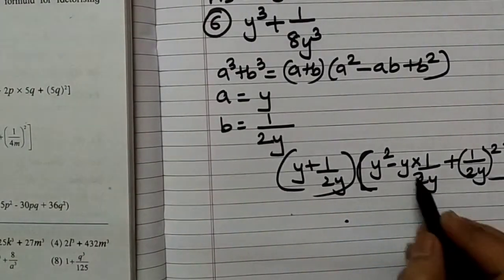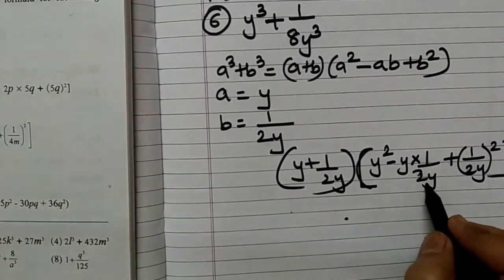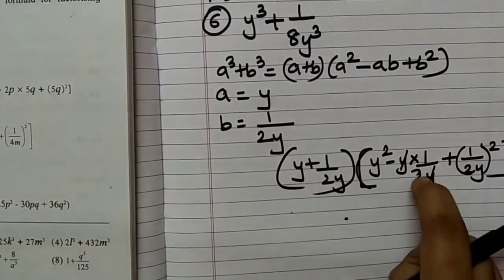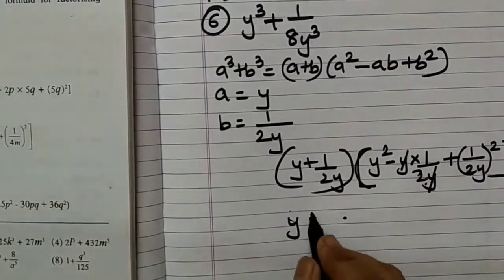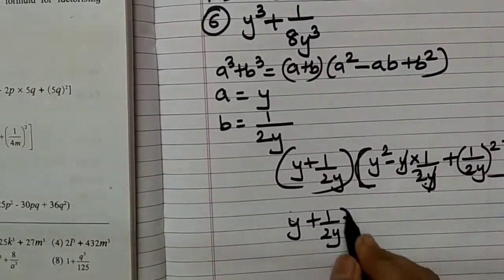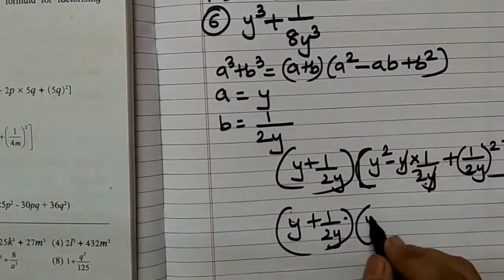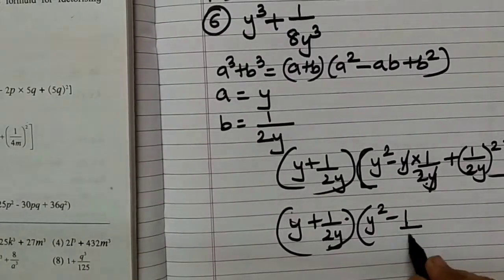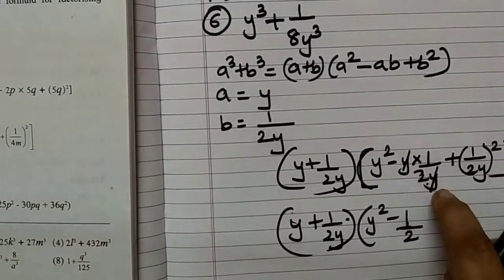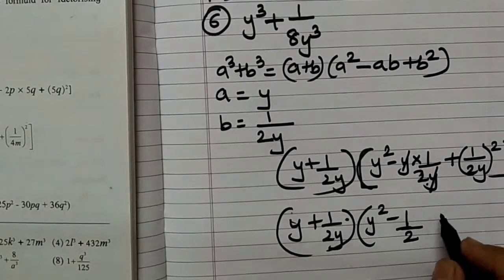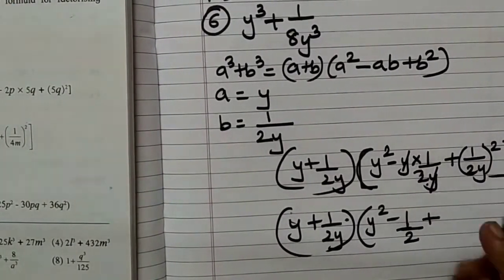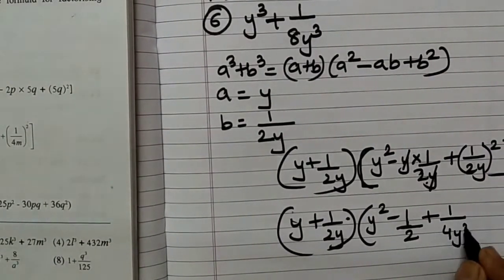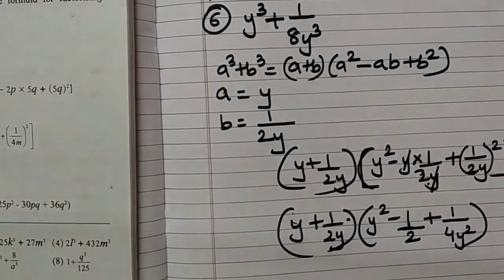So here, now what will cancel over here? See, this is y and here also there is a y. So I will cancel this y with this y. So what is left here? 1 upon 2. So answer here I'll get 1 y plus 1 upon 2y. This bracket will remain as it is. This will be y square minus 1, this y 1 upon 2. This y and this y have cancelled, so 1 upon 2. And here what I'll get? Plus this 1 square will be 1 and 2y square, so it will be 4y square. So this will be my answer.